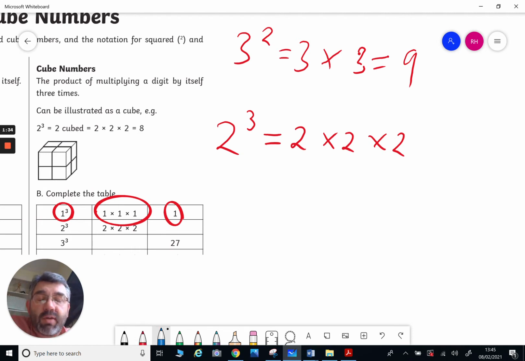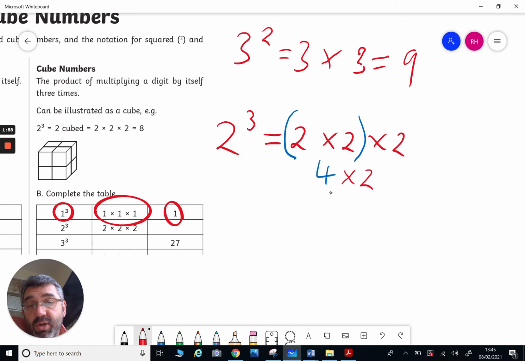If you think of it like this, if we use our order of brackets and we put brackets around part of the calculation and we say, right, what is 2 times 2? Well, 2 2s are 4. But we haven't finished yet. You've still got now to multiply everything inside that bracket by 2. Well, the answer of everything inside that bracket is 4. So what we're actually doing is that. So 4 times 2 is 8. So 2 cubed is actually 8.